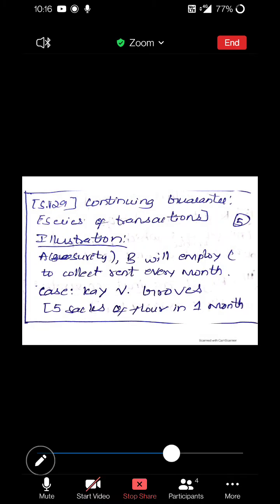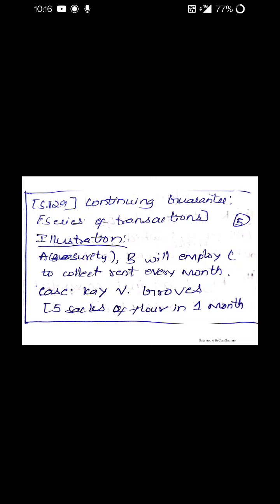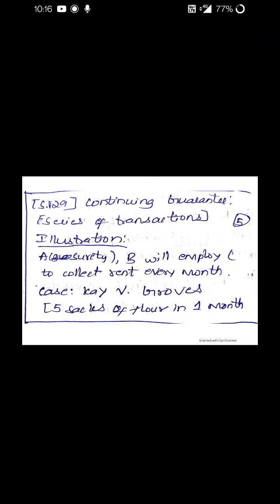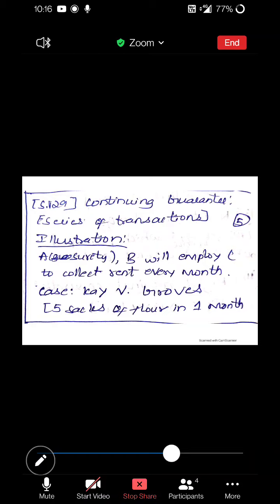The next concept is Section 129, continuing guarantee. What is a continuing guarantee? A continuing guarantee is a series of guarantees. It's a series of transactions. The best example is collecting rent. There's an illustration. A tells B that he should employ C to collect rent on behalf of him, and if C collects rent and does not pay B, then I will pay. A is becoming the surety.